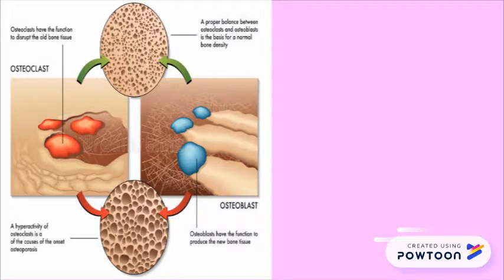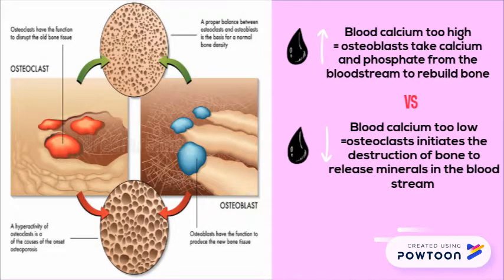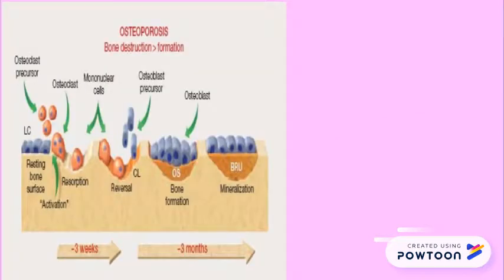If the concentration of calcium dissolved in blood becomes too low, special cells called osteoclasts initiate the destruction of bone to release minerals into the bloodstream. Once the level of blood calcium reaches a certain level, cells known as osteoblasts are triggered and they begin to take calcium and phosphate from the bloodstream to rebuild bone. These negative feedback loops maintain the bone density and blood calcium levels.